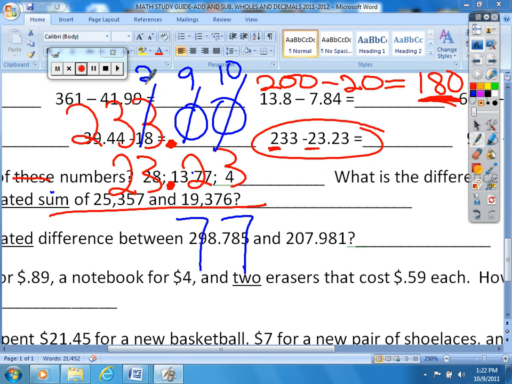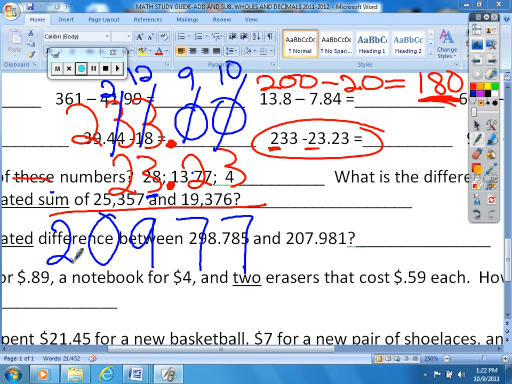Now I come to this one, I say, wait a minute. I've got a 3 here and a 2 there. I can't do anything to that. So I've got to regroup again. So I'm going to bring something over from here. 12 minus 3 is 9. 2 minus 2 is nothing. And 2 minus nothing is 2. Now, what have I not done?